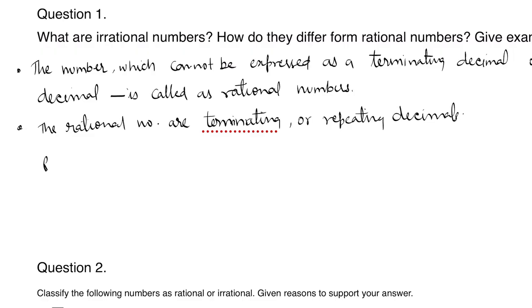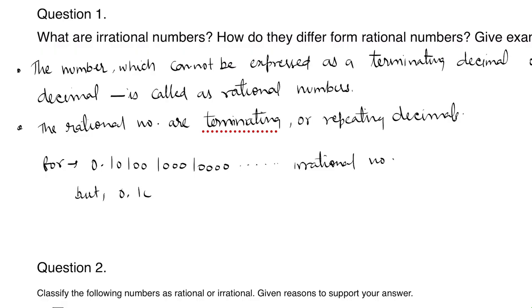For example, 0.101001001000... etc. is an irrational number. Okay, irrational number, but 0.1001 is a rational number.